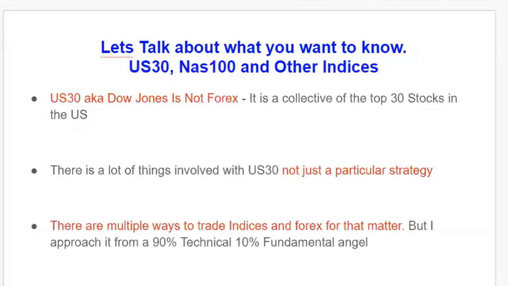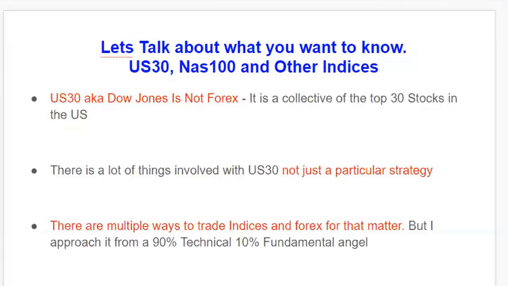So, US30, aka the Dow Jones, is not Forex, okay? This is not Forex, guys. It's a collective of the top 30 stocks in the US. So yes, we are trading stocks when we're talking about US30, NAS 100, SPS 500, UK 100. These are all stocks, okay, guys?